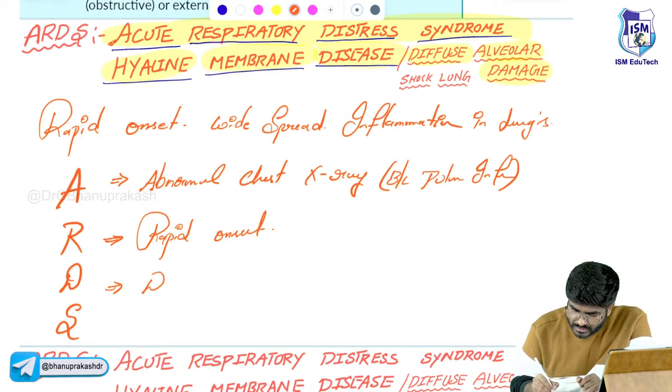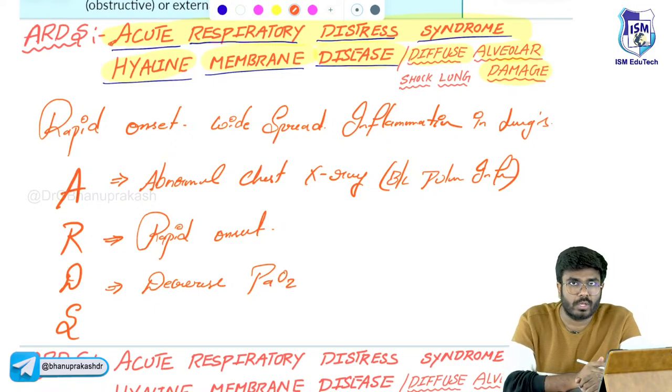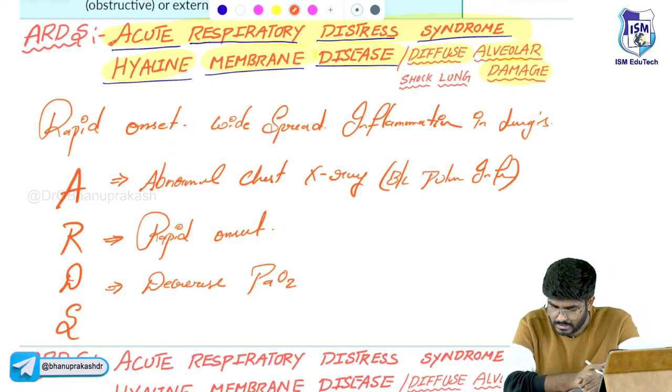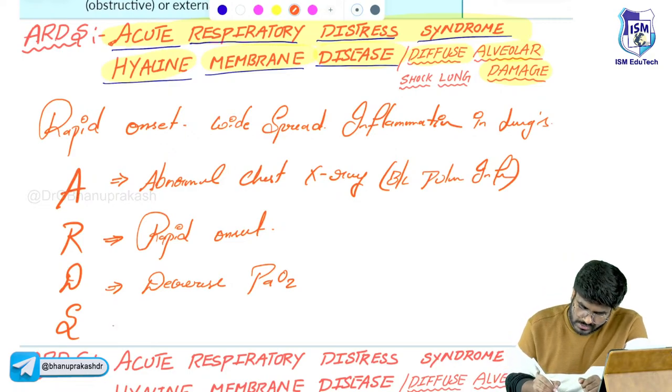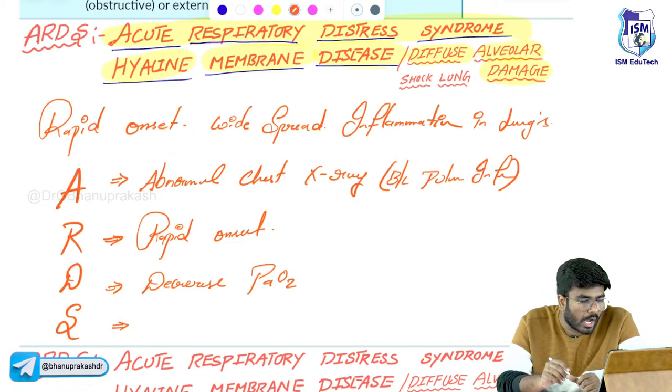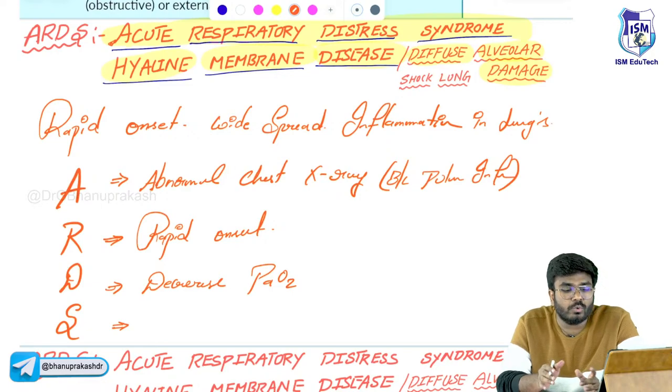D stands for decreased PaO2. The partial pressure of oxygen is going to go down. Okay, the partial pressure of oxygen will go down. And what does S stand for? The S stands for: all the symptoms are not due to heart failure.